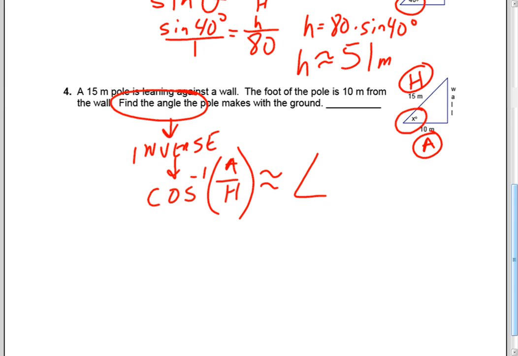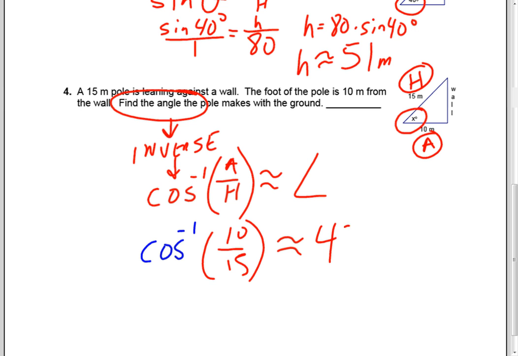Do this in blue. That's what it is on your calculator. 10 over 15. To the nearest degree, what do we get? 48. 48 degrees.